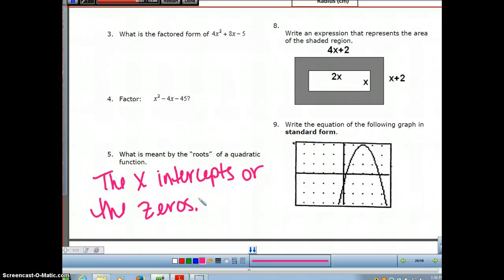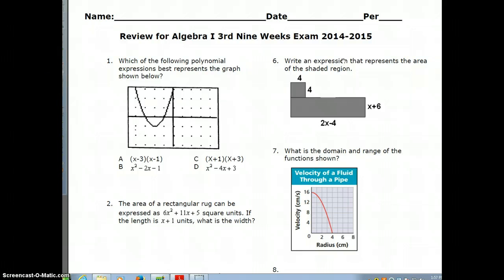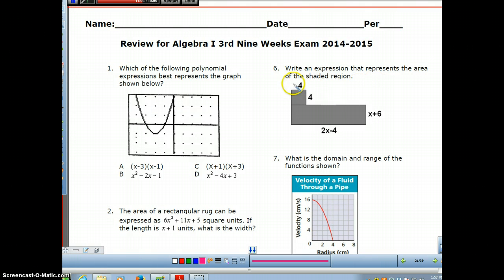Okay. We've got enough time. Let's do number 6. We have like 5 minutes. All right. So number 6. It says write an expression that represents the area of the shaded region. So I've got 2 figures. We're finding composite area of 2 figures. To find the area of this guy would be 4 times 4, right? And then I'm going to add that to finding the area of this guy, which would be 2x minus 4 times x plus 6.